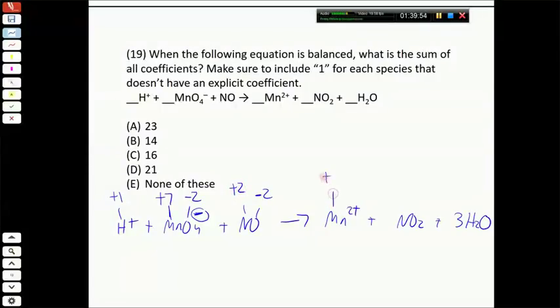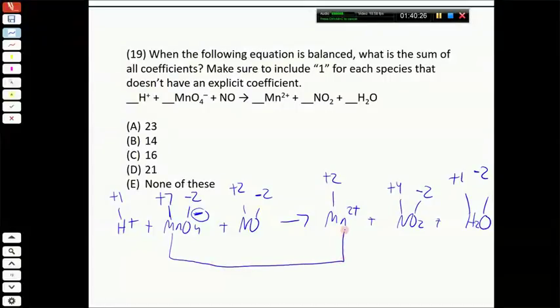Mn2+, an ion by itself, has to be +2, same as the charge. And then NO2 is another one, I think we saw this in the last problem. -2 still for oxygen in a covalent compound, which leaves a +4 for nitrogen to balance that. And then our old friend water, +1 and -2. Water, we'll see it in a lot of these equations, so get used to writing +1 and -2 for water. Now we have to identify which oxidation numbers are changing. So we find that manganese goes from +7 to +2. Usually if you have a transition metal involved in a redox reaction, it will change its oxidation number. And then the other one that changes is nitrogen. It goes from +2 to +4.